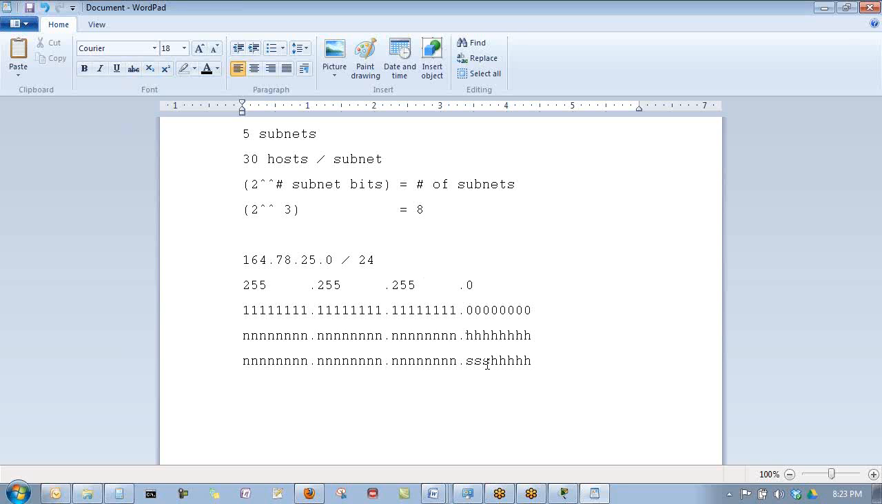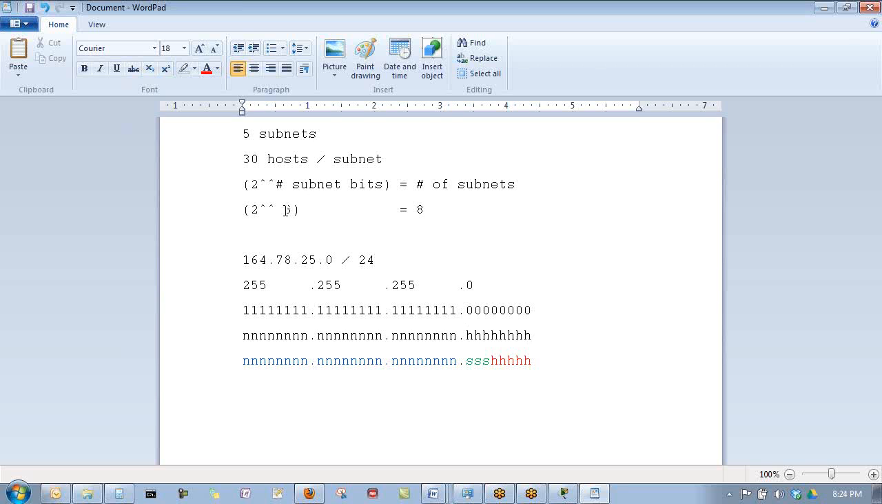All right, so I've got that is my network portion. That is my host or my subnet portion, and that is going to be my host portion in red. Okay? So that should make it relatively clear.